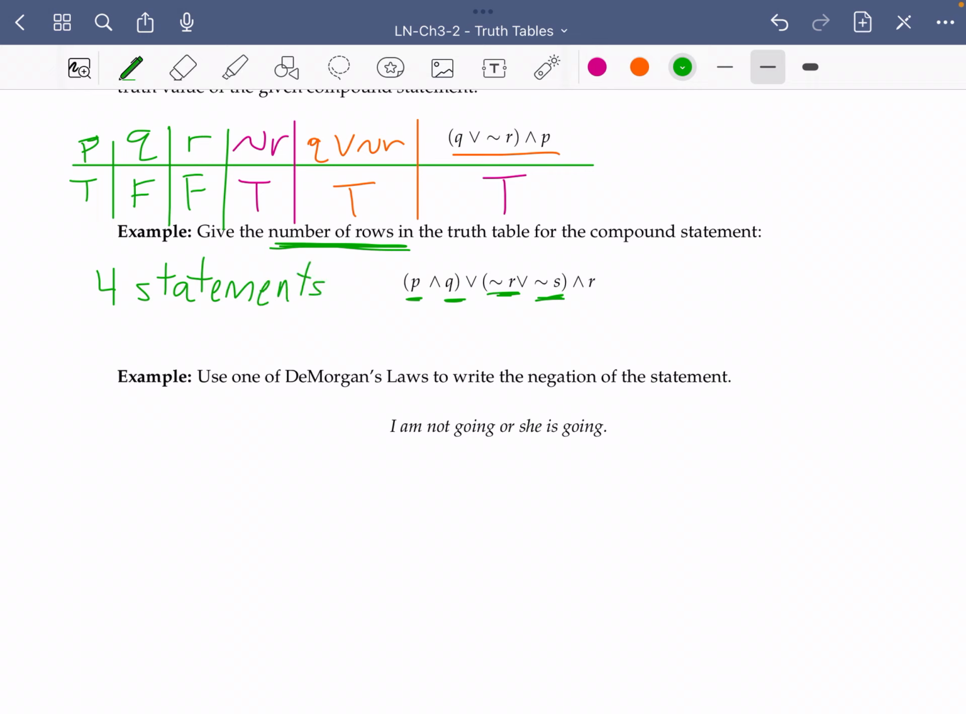So then the number of rows is 2 raised to the 4th. So it's 2 times 2 times 2 times 2. So not 2 times 4, but 2 raised to the 4th. And so that is 16 rows.